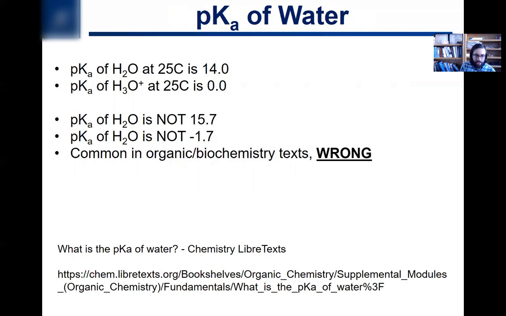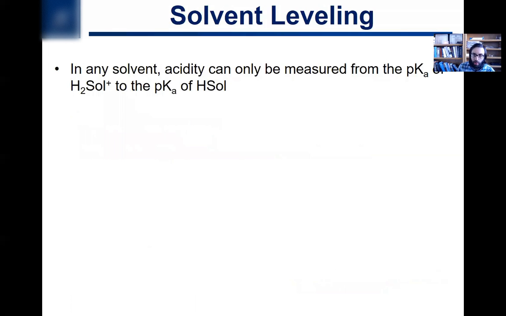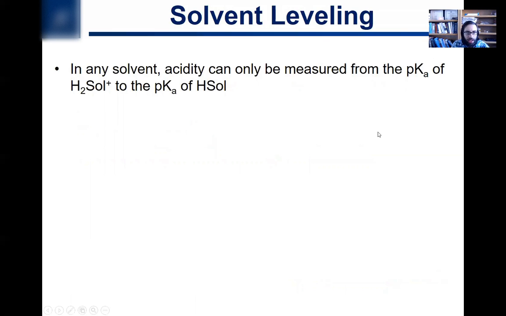And yeah, actually, if you Google this, "what is the pK of water Chemistry LibreTexts," this is the best explanation I've found of why the pK of water is 14 and 0 and not 15.7 and minus 1.7. And from our standpoint, how we set it up, it all makes sense, right? It's based upon the autoprotolysis constant of water, and nothing really more complicated than that.